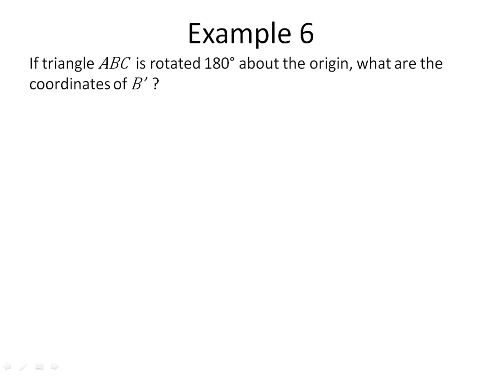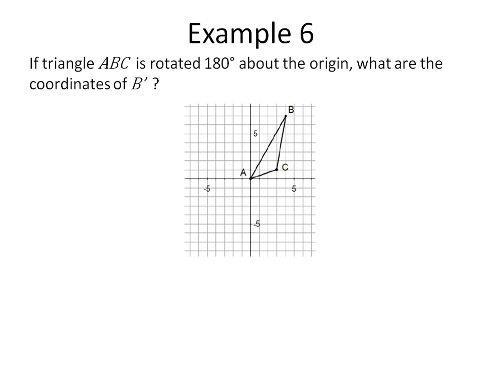Example 6, they have a triangle ABC. It's rotated 180 degrees about the origin. What are the coordinates of B prime? So here's B prime. If it's going 180 degrees, it's going to end up down here in the third quadrant. It will have exactly the same coordinates as B, except it's going to be the negative of that. So the rule says take the x and y and just put negatives in front of them. B's at (4, 7), so B prime will be at (-4, -7).